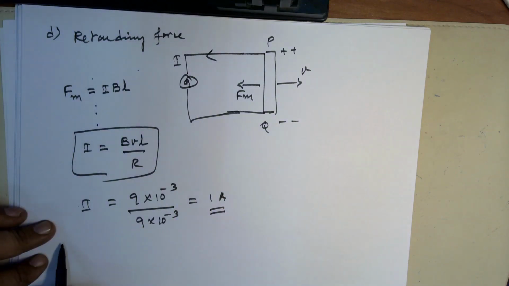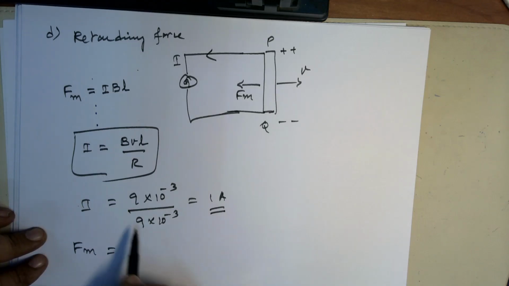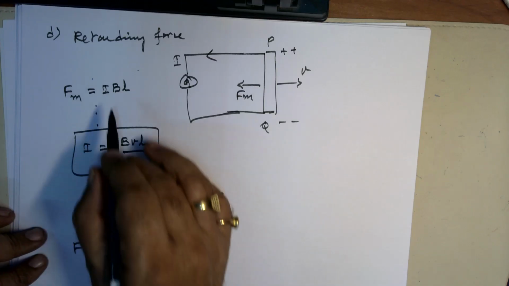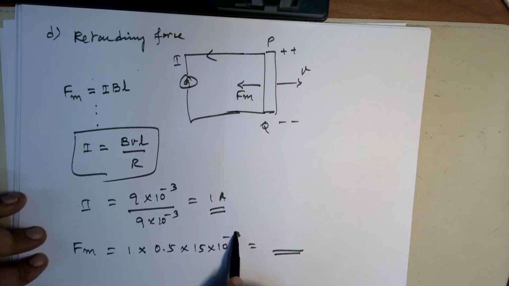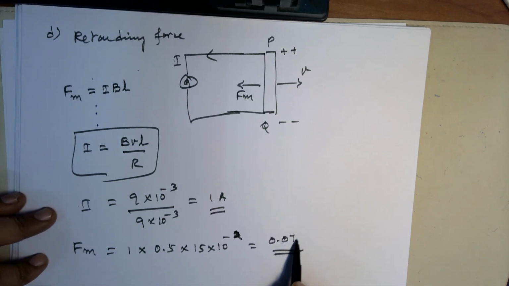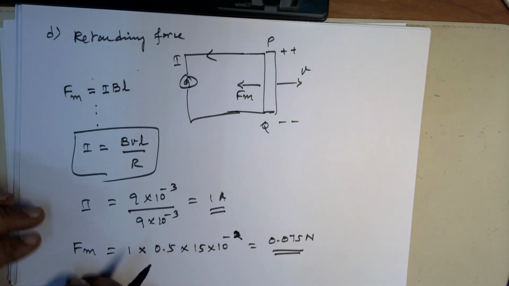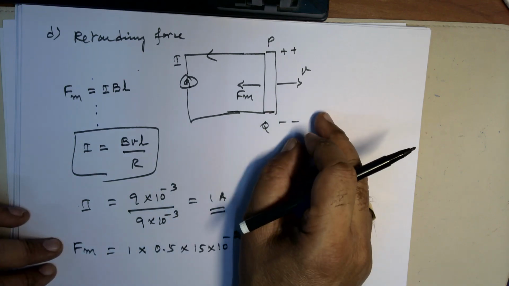Now based on that we can work out the magnetic force here. So Fm is equal to the current, 1, into the magnetic field, 0.5, into length, 15 into 10 to the power minus 3. So what is the answer? 0.0, minus 2, not 3, minus 2. 0.075. Okay, so now we are able to calculate the force responsible for the retardation of the speed.